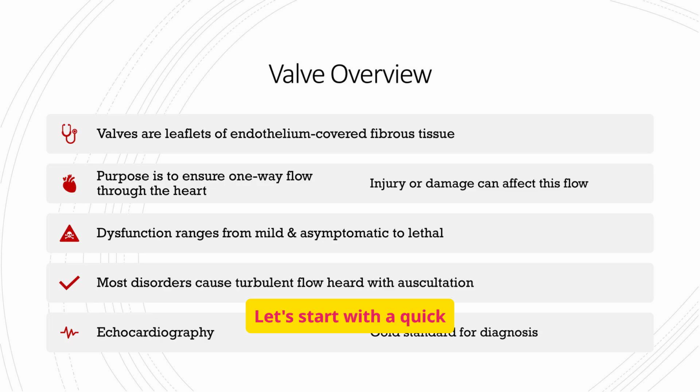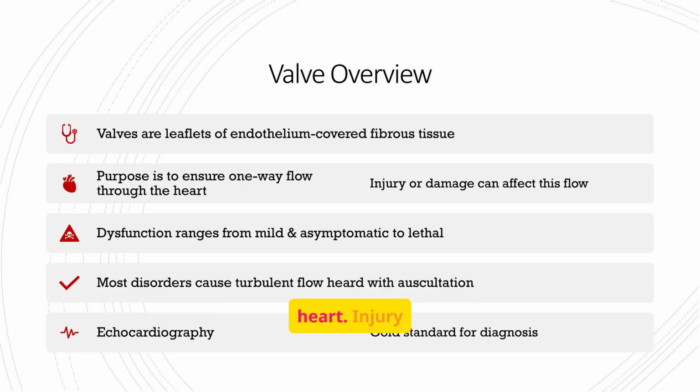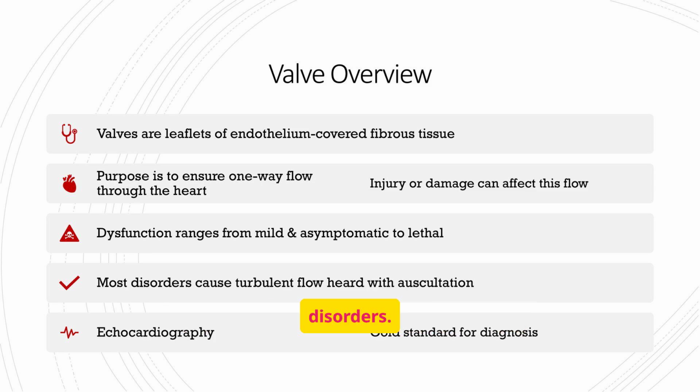Let's start with a quick overview of heart valves. These leaflets of tissue are crucial for ensuring blood flows in one direction through the heart. Injury or damage can disrupt this flow, leading to a range of dysfunctions. Remember, echocardiography is the gold standard for diagnosing valve disorders.